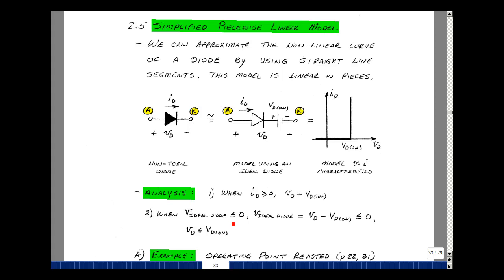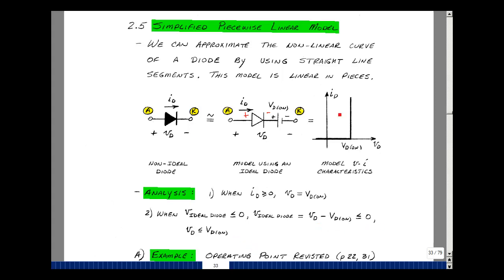What happens when the ideal diode is off? Well, let's solve for the voltage across it. If this is off, then the voltage across it is less than or equal to 0. Let's go around the loop this way. Now think of this as just part of the loop. The rise in voltage of the ideal diode is equal to the drop V of D minus VD on. This is this equation right over here. Now that needs to be less than or equal to 0 for the ideal diode to be off. Just solving this equation over here, we get that V sub D is less than or equal to VD on.